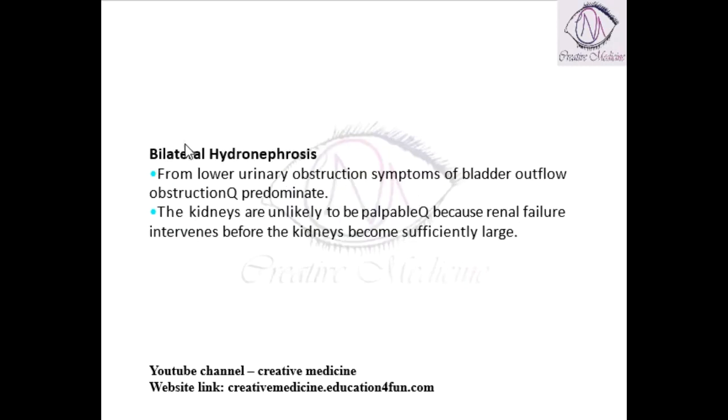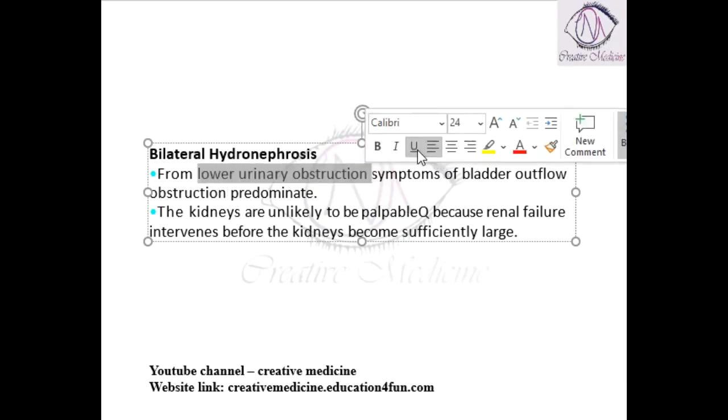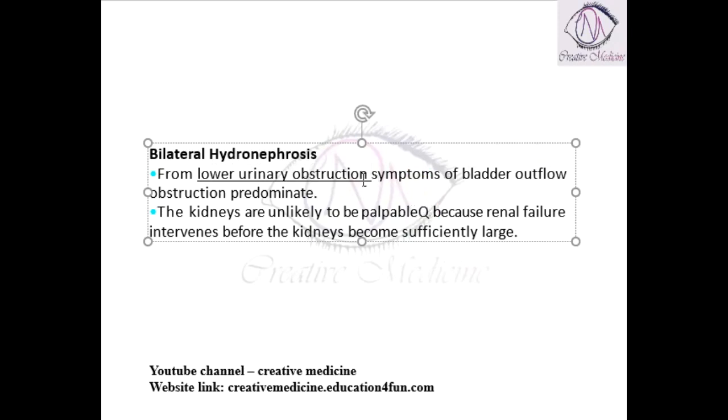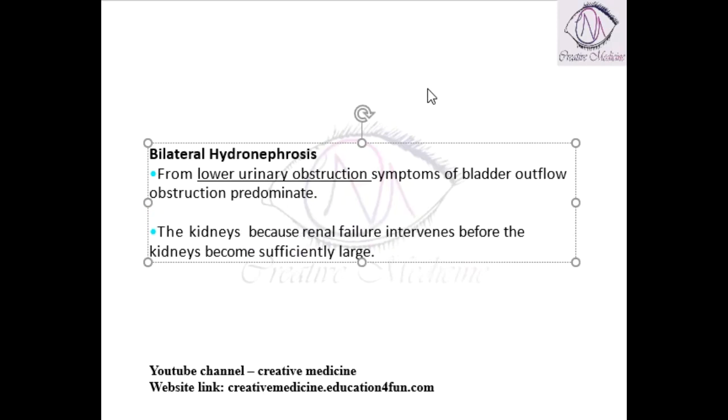If the patient has bilateral hydronephrosis, mainly the patient develops lower urinary tract obstruction. Symptoms of the bladder are common. Among all those, lower urinary tract symptoms are common in bilateral hydronephrosis. If there is bilateral hydronephrosis, the kidney is mostly not palpable.